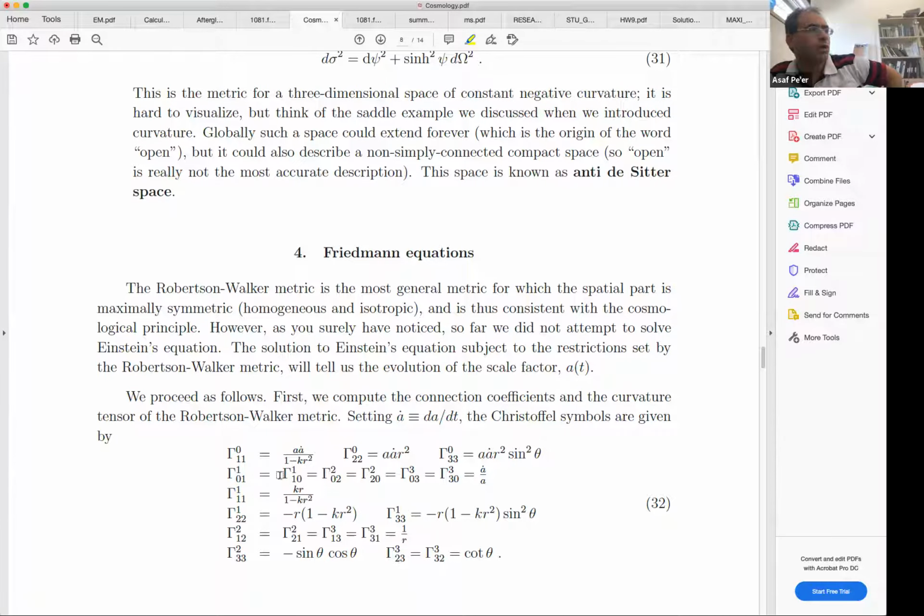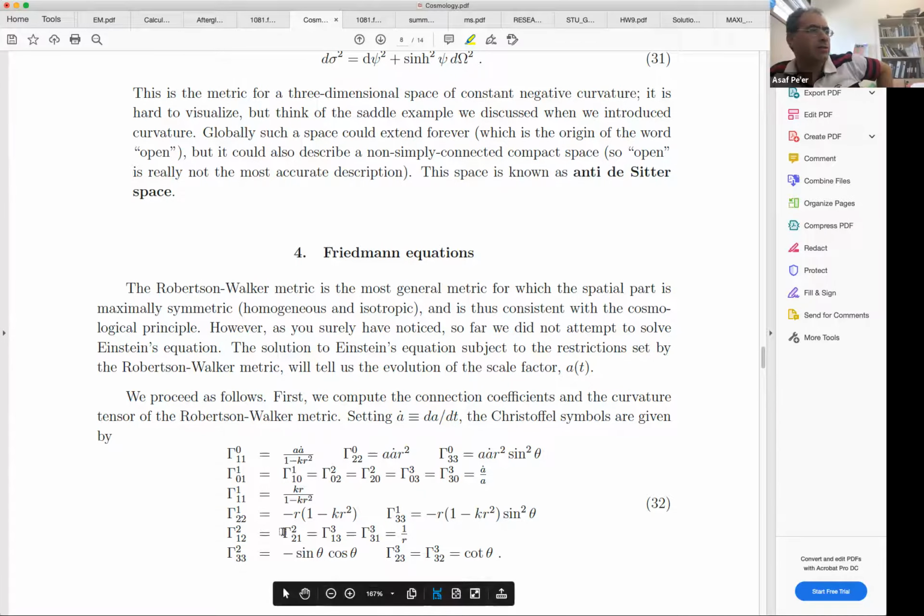Gamma 1, 0, 1 is just gamma 1, 1, 0. It's just gamma 2, 0, 2, gamma 2, 2, 0. It's also equal to gamma 3, 0, 3 and gamma 3, 3, 0. And this is simply A dot over A. Gamma 1, 1, 1 is just kr divided by 1 minus kr squared. Gamma 1, 2, 2 is minus r times 1 minus kr squared, and gamma 1, 3, 3 is minus r times 1 minus kr squared times sine squared theta.